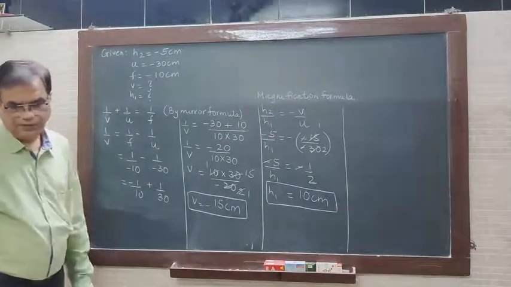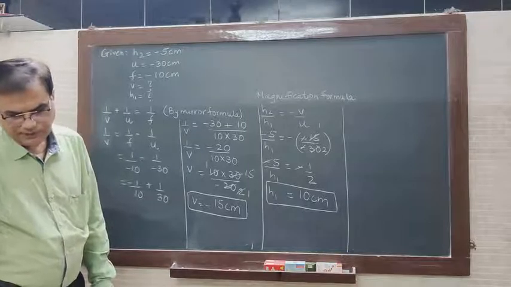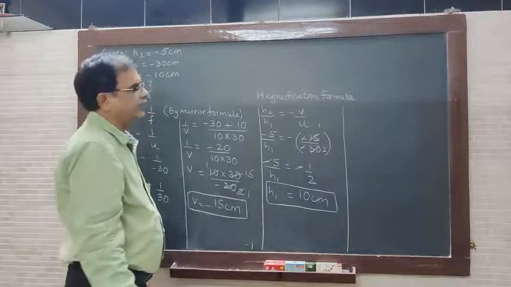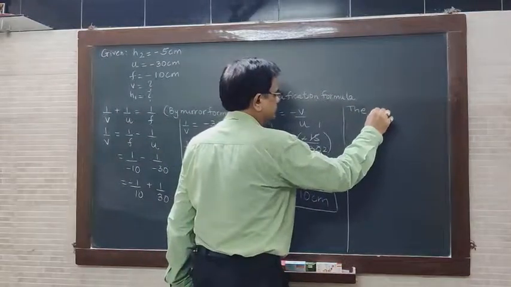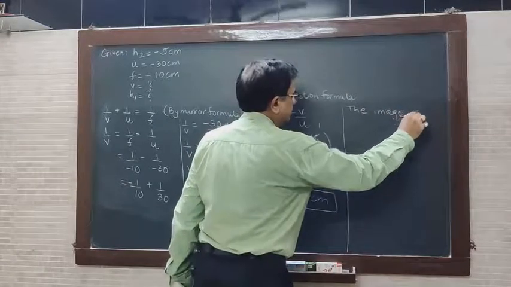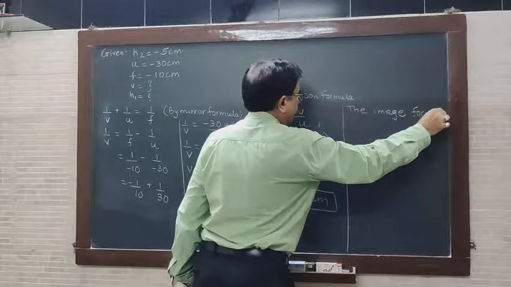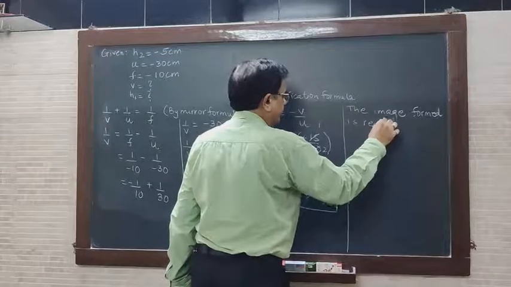now it is telling you to find what will be the type of the image. Now you are getting V negative, okay? So the image formed is negative image, concave mirror. See in the table I have given you very properly. The image formed is which image? Real image.